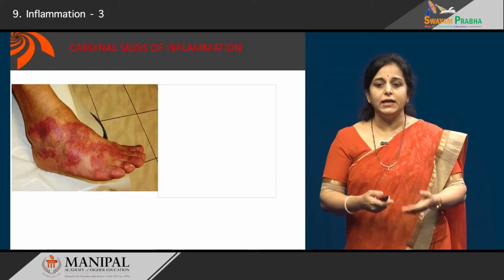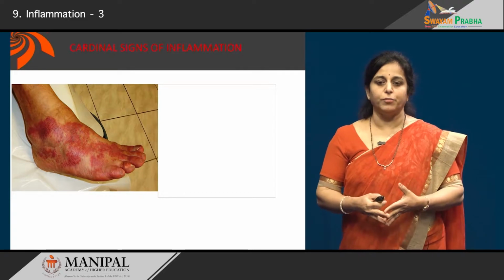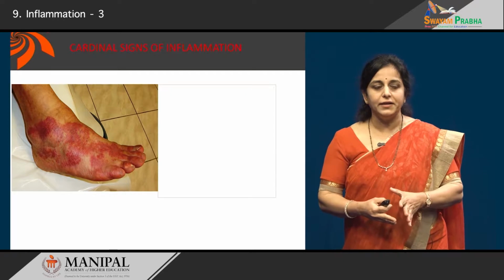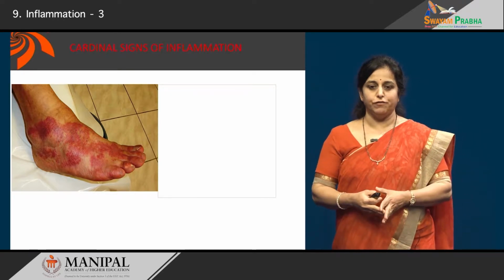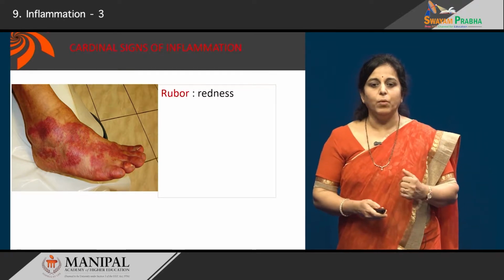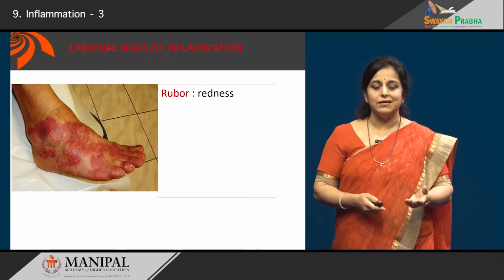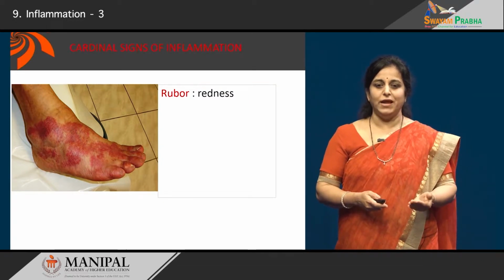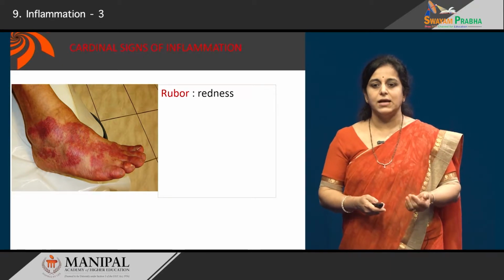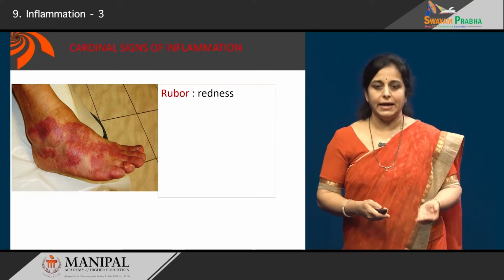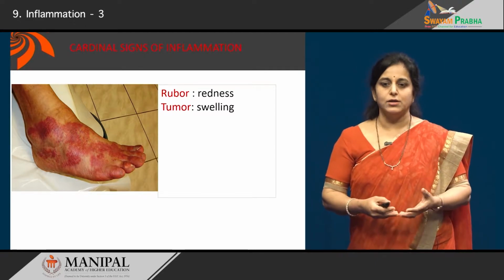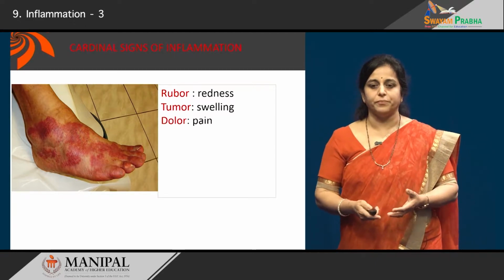Now, how do we clinically say that a particular site of the body is inflamed? There are 5 cardinal signs that are seen in case of inflammation. Number 1, rubor. As you can see here, the part of the body, that is the foot, is inflamed. It is very red in appearance. So, rubor means redness. Tumor, you see that the part of the body is swollen. So, it is called tumor.